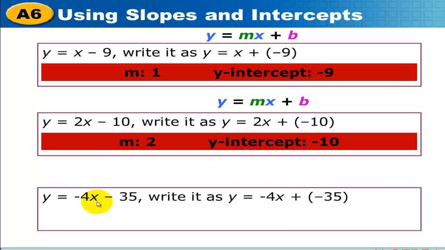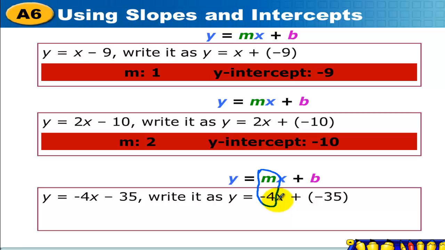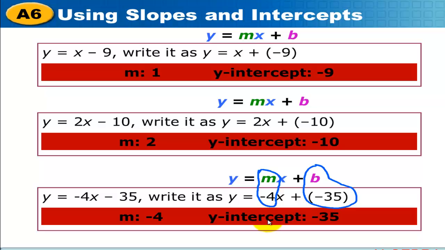Y equals negative 4x minus 35. Again, it's better to write this as y equals negative 4x plus negative 35. And we can match this with our slope-intercept form. So the slope is the number besides your x, which is negative 4. So that's our slope. And b is our y-intercept, which is negative 35. Okay, please be careful. The slope is not negative 4x. The slope is just the number besides your x. So the slope here is negative 4 and the y-intercept is negative 35.